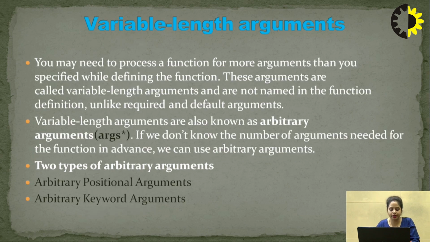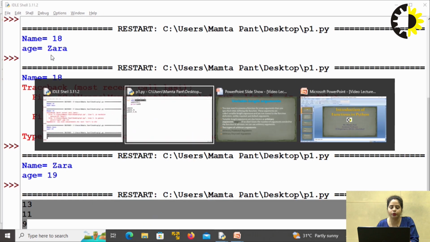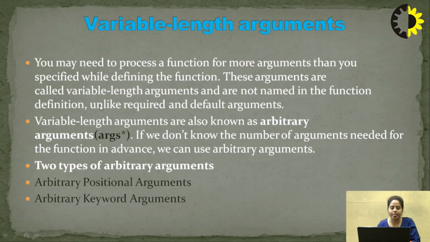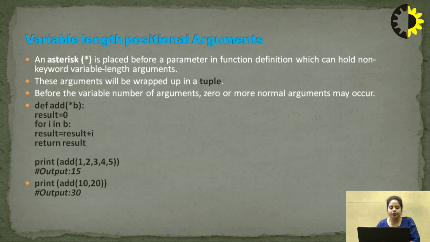Next is your variable length argument. Sometimes I really don't know how much data is coming into the add function. So in that case, we will use the variable length argument, where we don't know the number of data we are getting. There are two types of arbitrary or variable length arguments: arbitrary positional argument and arbitrary keyword argument. Variable length positional argument uses an asterisk, which is placed before a parameter in the function definition, and these arguments will wrap up data in the form of a tuple.